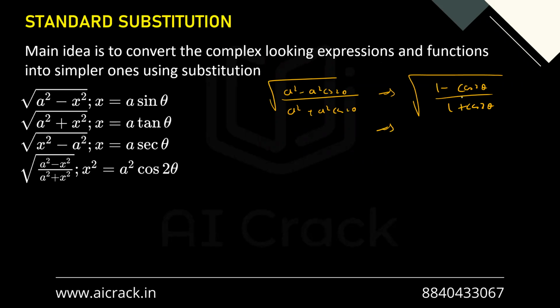And this is a very standard format, right? 1 minus cos 2 theta is 2 sin square theta, and this is 2 cos square theta. So 2 gets cancelled out. This becomes sin theta by cos theta. So this becomes tan theta, right?